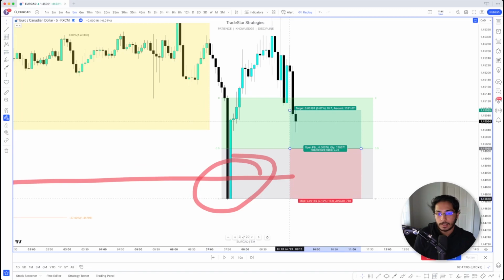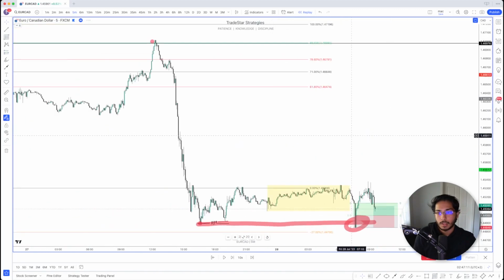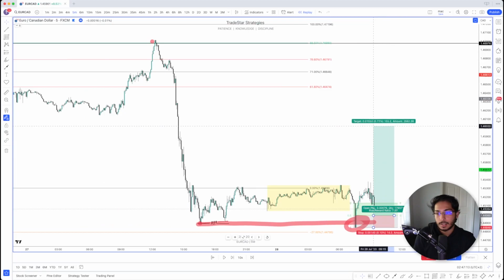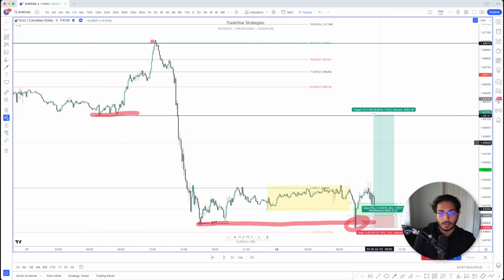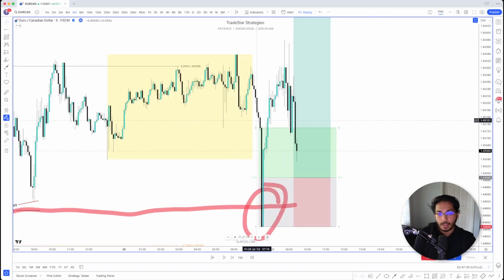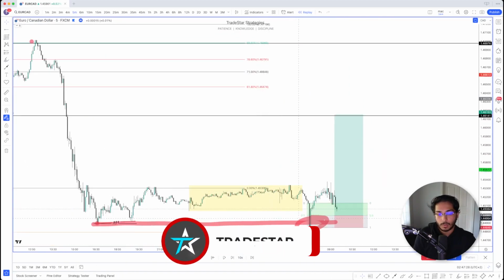From here, we had a stop loss right there at the low. And then we were just targeting these. We were targeting this level right here. So just for the sake of it, we can put this here. We were just targeting this area right there. And we can sit back and watch what happens.